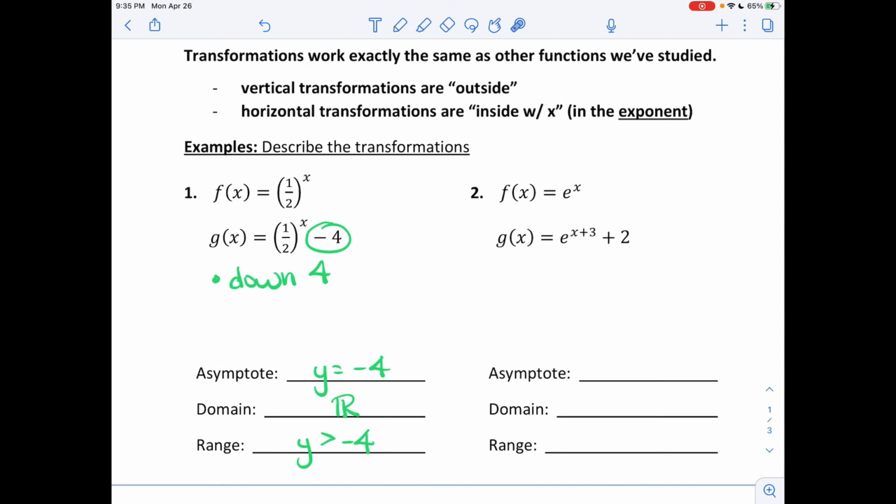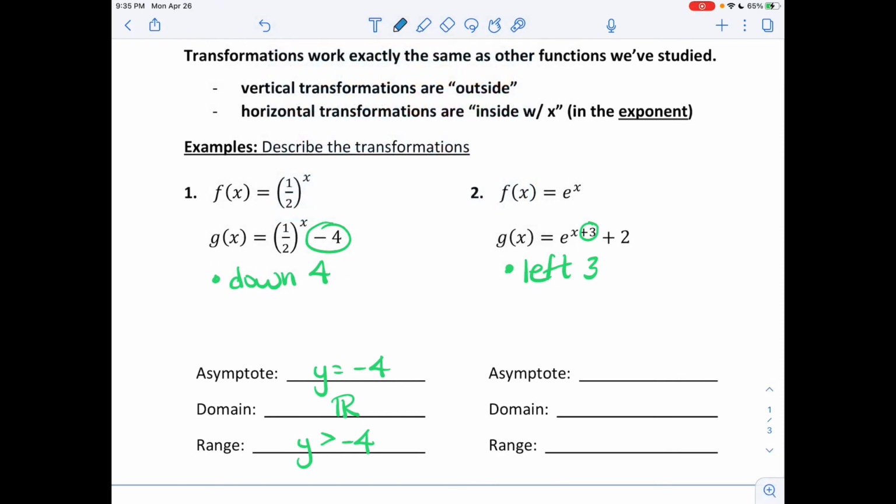Let's try another one. This time we're going to start with our natural base exponent function, e to the x, and I want to notice what has changed. The first thing I see that's different is I have a +3 right up there in the exponent with x. Remember that anytime you have something besides just an x in the exponent, that is something horizontal going on. Adding 3 after x means that we are moving to the left. Remember, we've got to think opposite here. So something with a plus sign after x is going to move me to the left by 3.